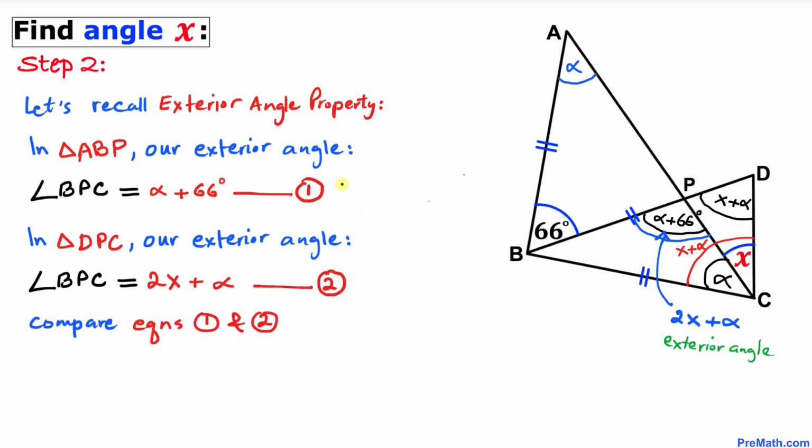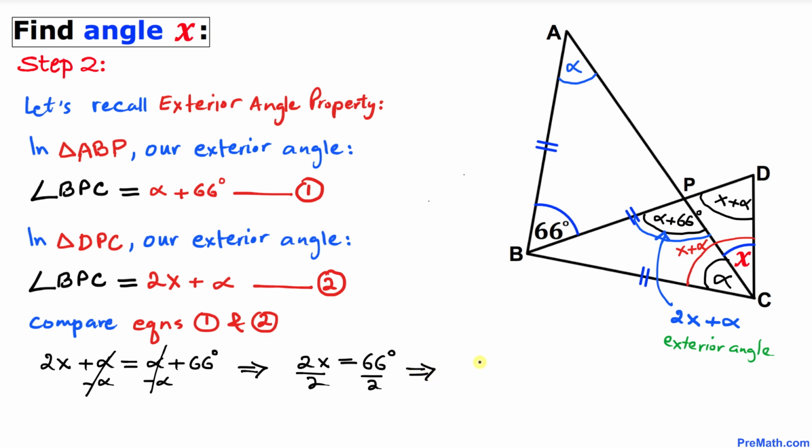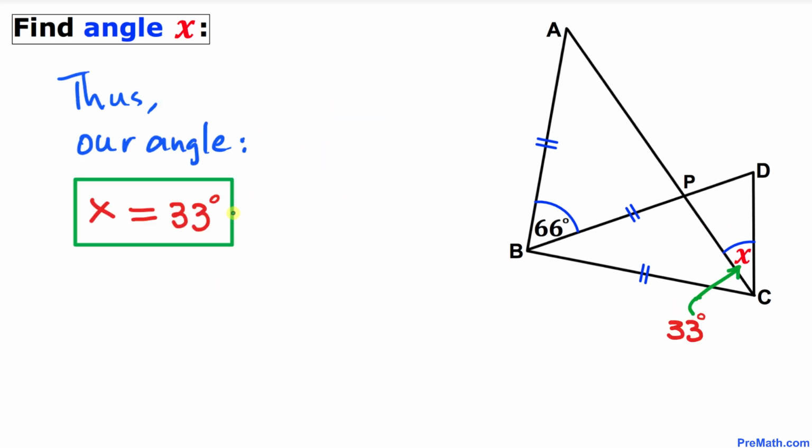Now let's compare equations 1 and 2. Since the left hand side is the same, we can equate the right hand sides as well. So therefore, I can write 2X plus alpha equals alpha plus 66 degrees. So we ended up with 2X equal to 66 degrees. Let's divide both sides by 2. That means our X value turns out to be simply 33 degrees. So thus our angle X turns out to be 33 degrees.